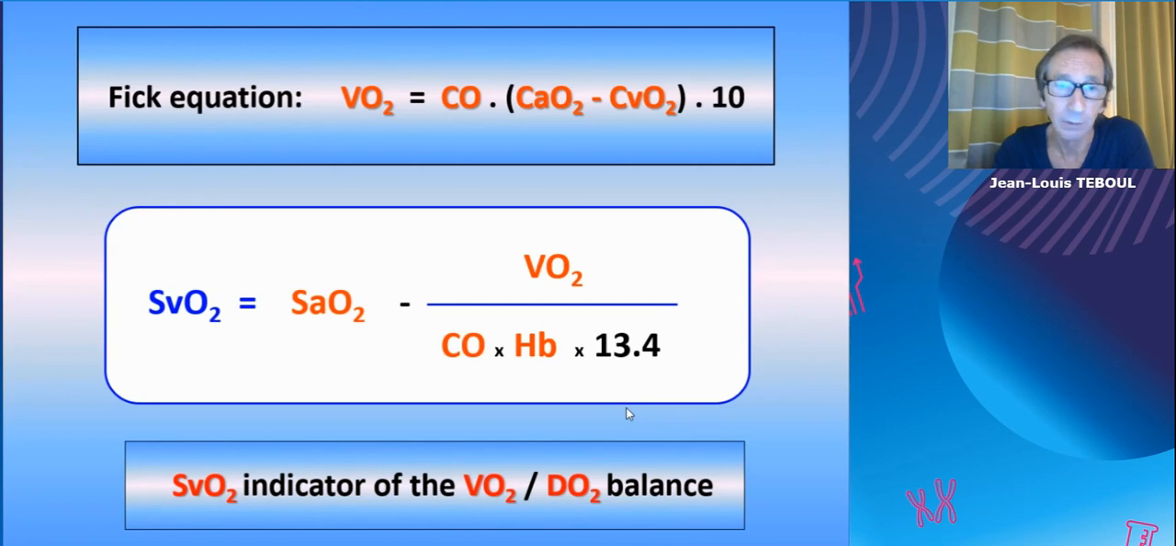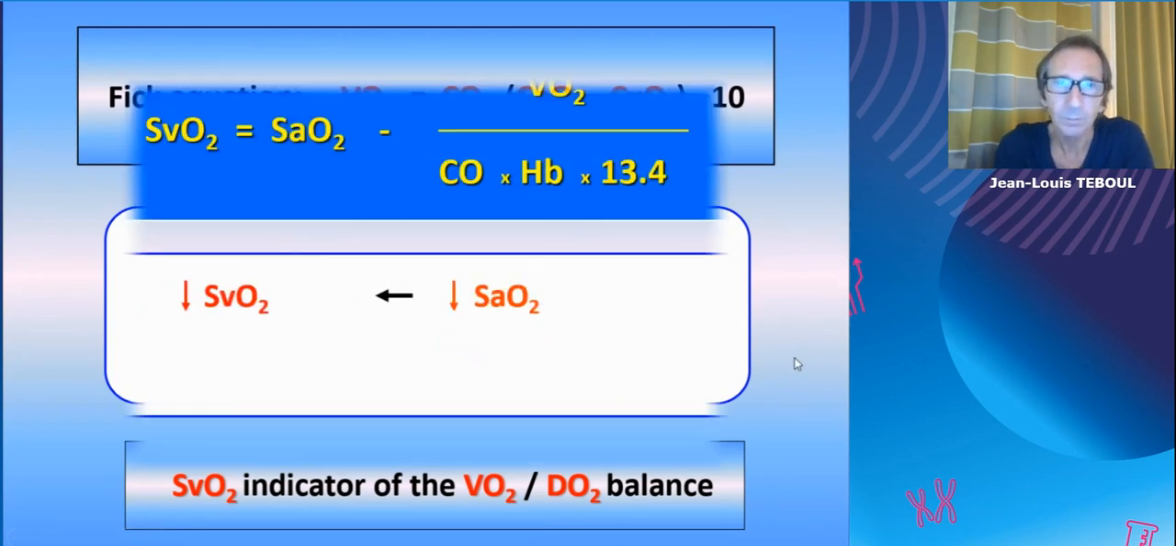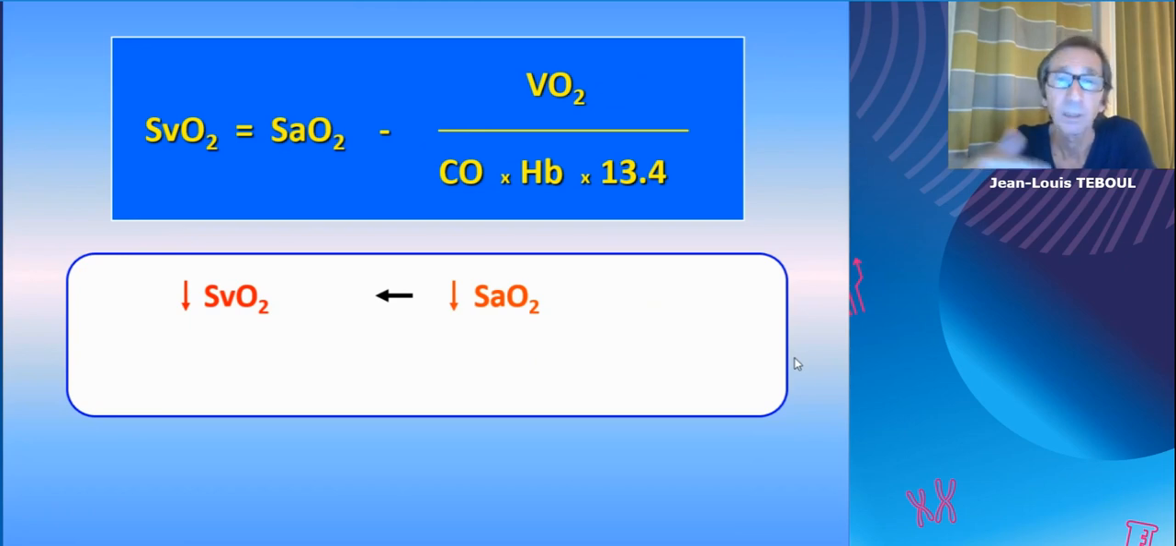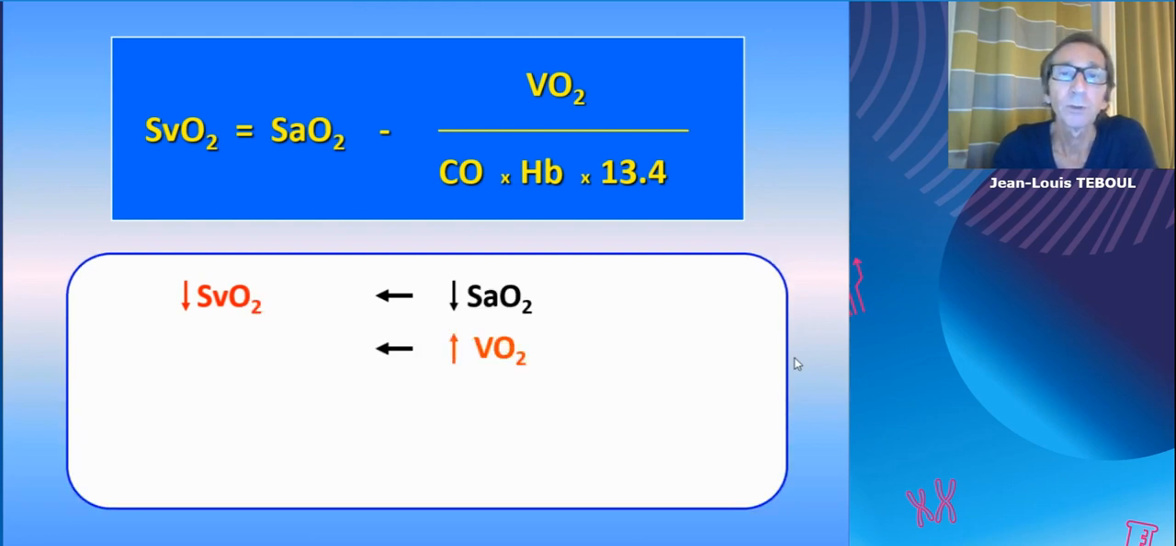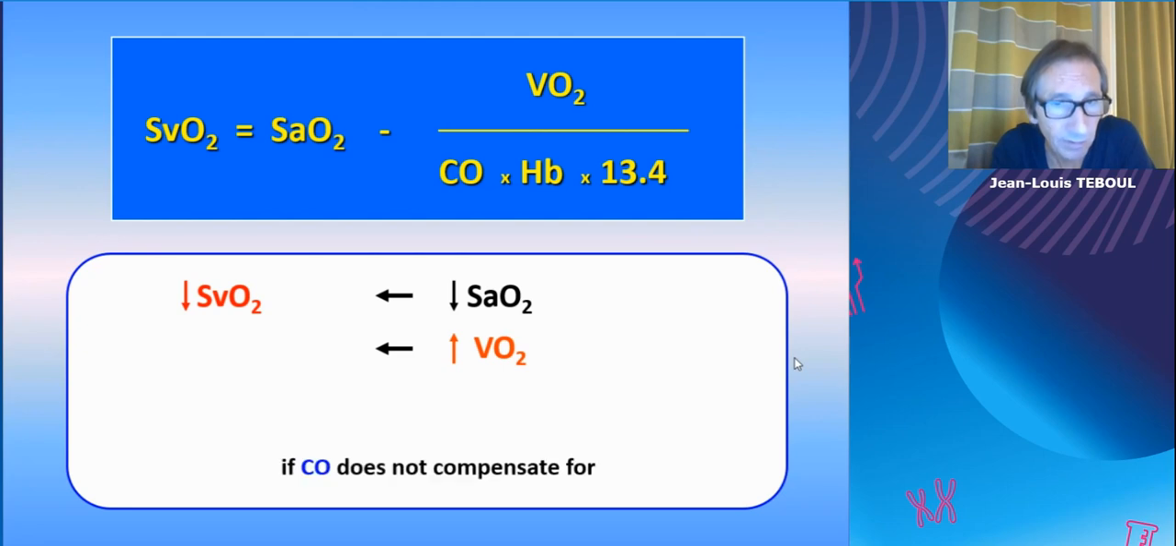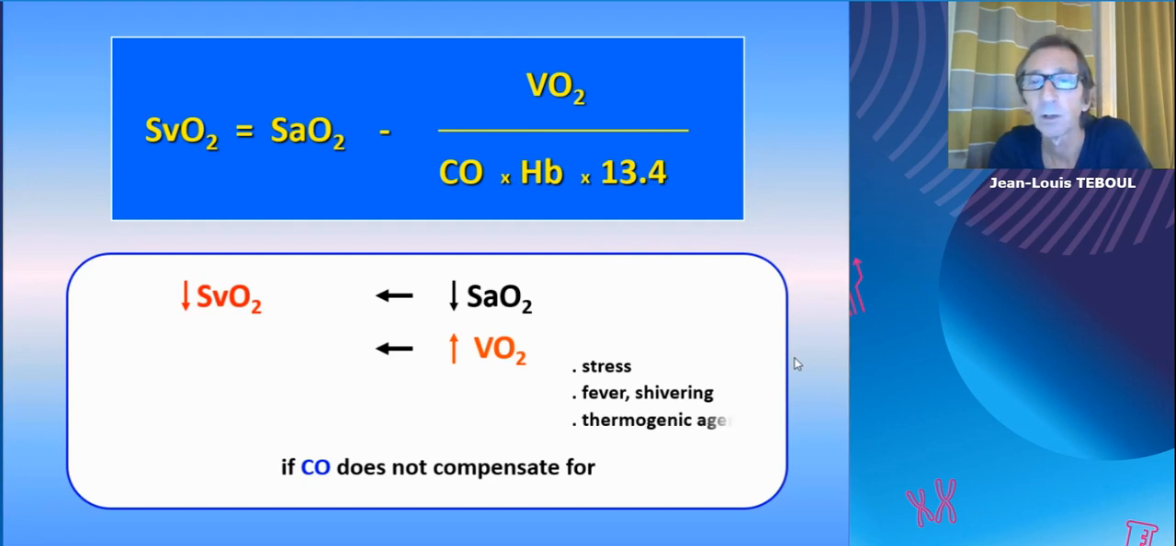Therefore, SvO2 looks like an indicator of the VO2-DO2 balance, because DO2 is proportional to SaO2, cardiac output and hemoglobin concentration. A decrease in SvO2 can be due to a decrease in SaO2, which is a very important determinant of SvO2. Of course, it could also be due to an increase in oxygen consumption if cardiac output does not compensate for this increase, and this can occur in case of big stress, in case of fever, shivering, or use of thermogenic agents.